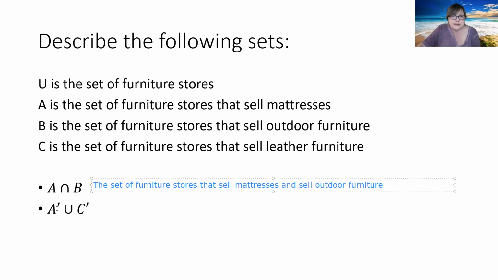Now let's look at this. This is the complement. The complement means it's not in the set. So if A is the set of furniture stores that sell mattresses, then the complement would be the set of furniture stores that do not sell mattresses. Okay. Now, let's also look at this right here. This is the union symbol. This is the intersection. Intersection was an and. Union means or. So instead of an and, it's an or.